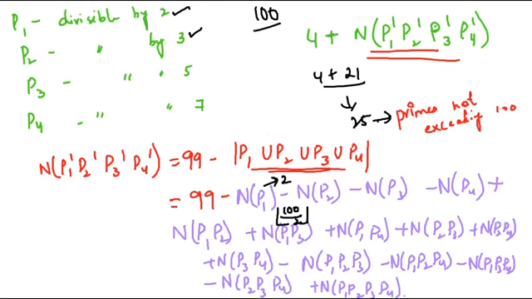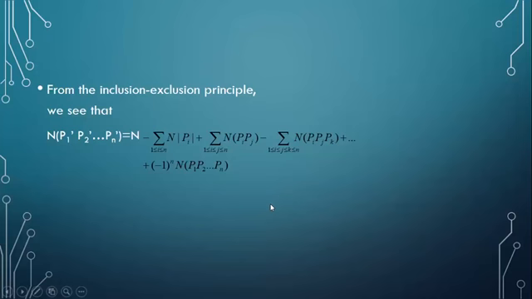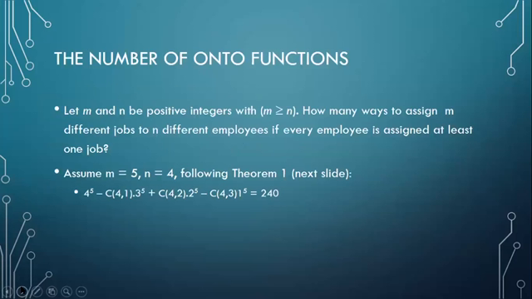Now, so the same formula has been written a bit more clearly over here. And the problem that we have done, finding the prime numbers, that is the Sieve of Eratosthenes. Now we have the next example or the next application, which is the number of onto functions.